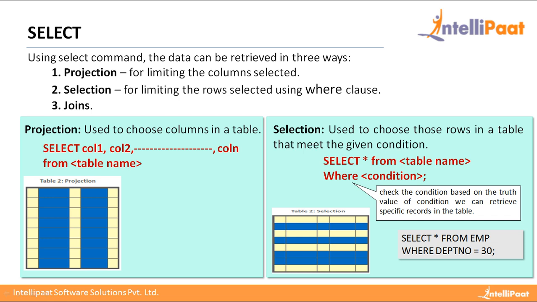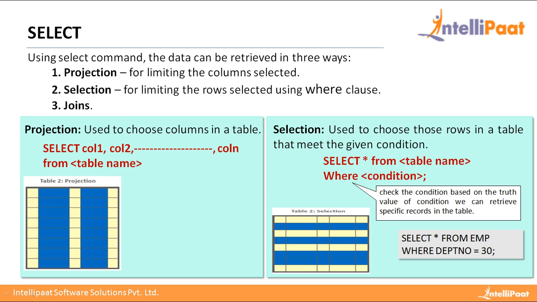Similarly, I have one more thing called selection. Selection is meant for limiting the rows selected by using a where clause, meaning I want to choose only those rows in the table that meet a given condition. The condition you can provide by using a where clause. The syntax is like this: select all the columns from the table name where the condition. Based upon the condition's truth value, the rows are retrieved. Whenever the condition is true, only then the corresponding row gets selected and displayed. Otherwise, the row will not be displayed.